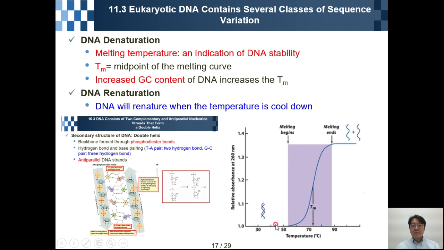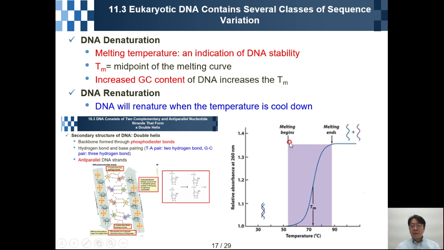If we increase the temperature, the hydrogen bonding breaks down, and they will make two single-stranded DNAs. It means that the relative absorbance at 220 nanometers increases like this. So this is the melting curve. Melting begins here, because the relative absorbance starts to increase here. So this is the starting point. And after the temperature is increased, finally they will become a plateau like this. So this is where the melting ends.